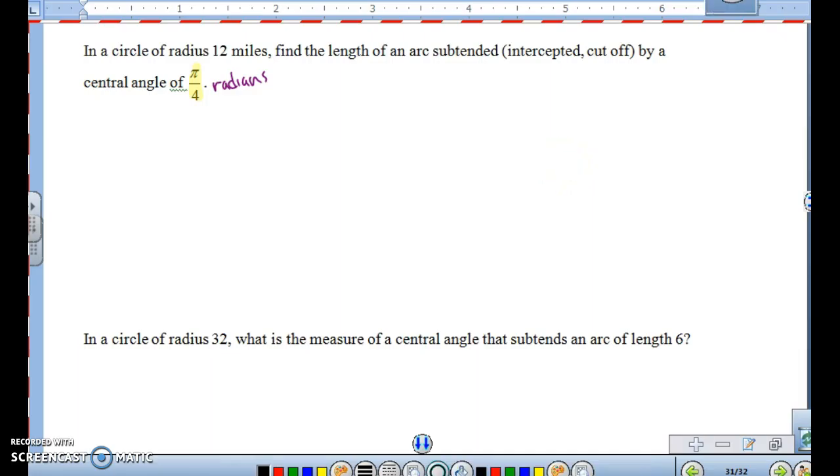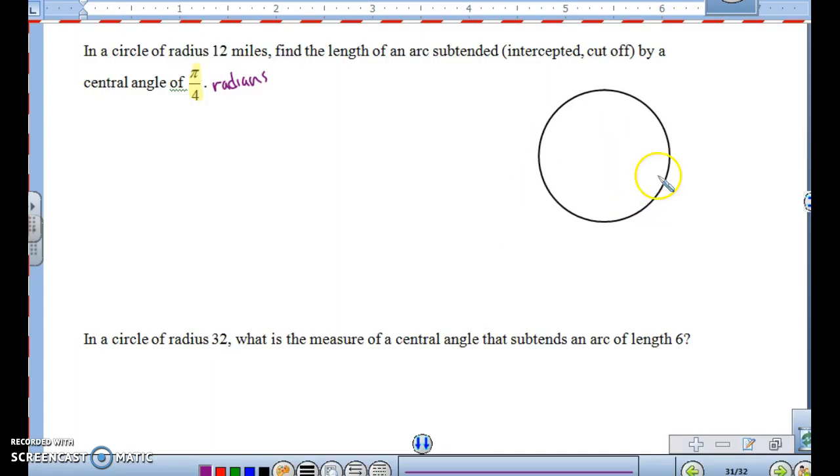Okay, so let's draw the picture that goes with this. First thing I'm going to draw is myself as a circle. Here's my circle. The circle has a radius of 12 miles. So this is going to be 12. Find the length of an arc subtended by a central angle of pi over 4 radians. All right, so pi over 4 would be the measure here. That's in radians. And we are looking for the length of this arc.